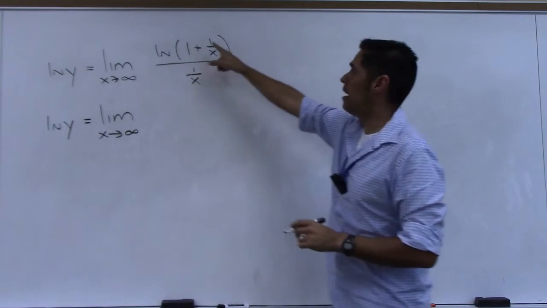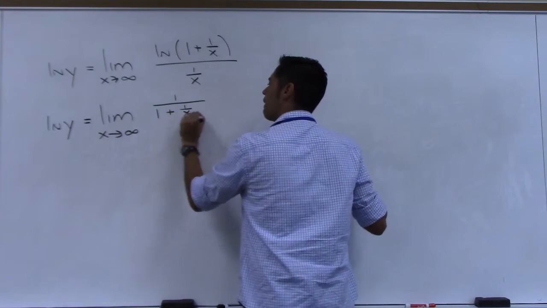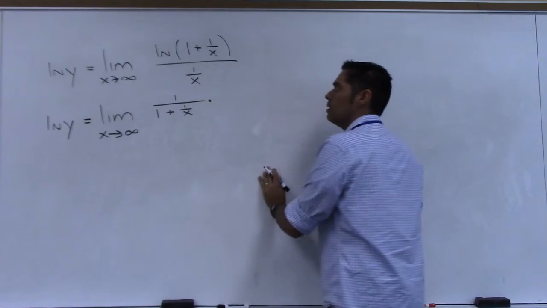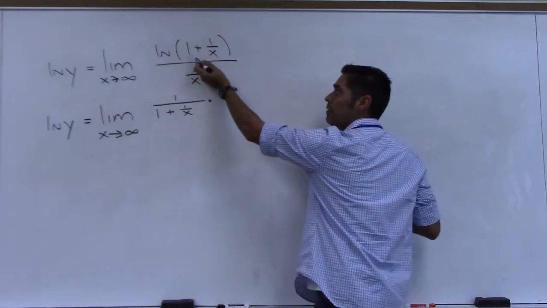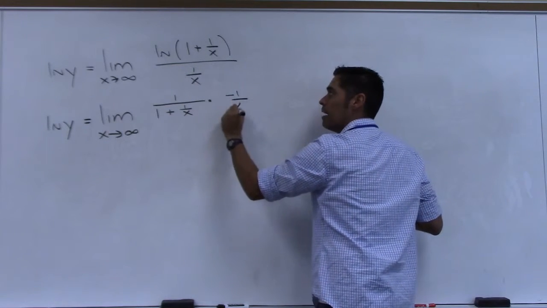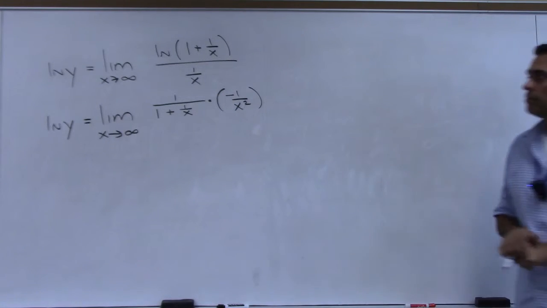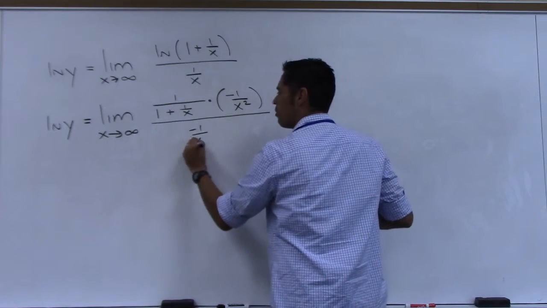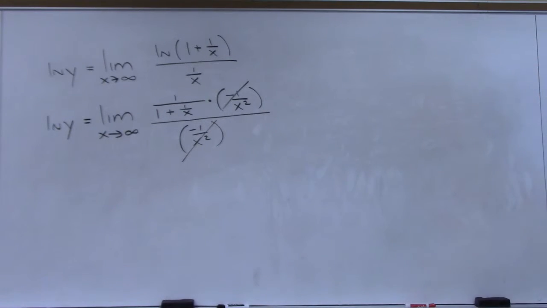Okay, so what's the derivative of the top? 1 over whatever's inside it. That's what's inside it. 1 over what's inside times the derivative of what's inside, which is the derivative of 1, which is 0, plus the derivative of 1 over x. Negative 1 over x squared, right? Because I told you, you've got to remember that one. All over the derivative of the bottom, which again is negative 1 over x squared. And they cancel. Nice.